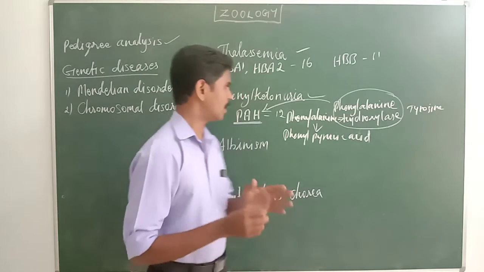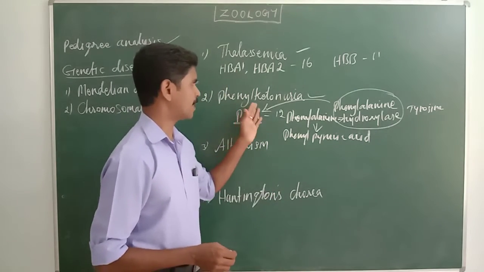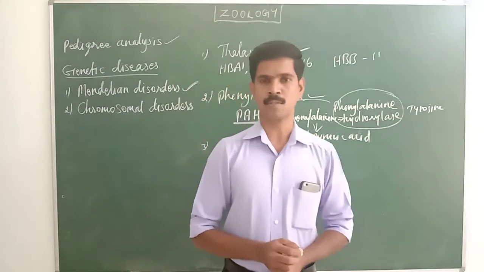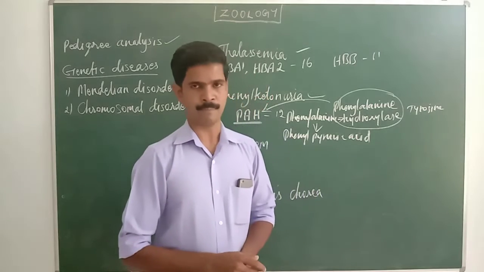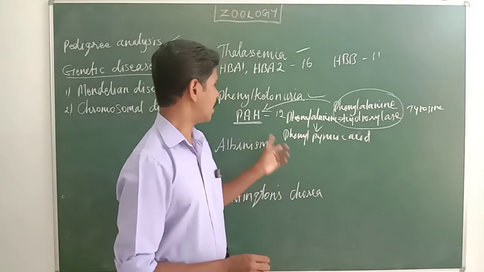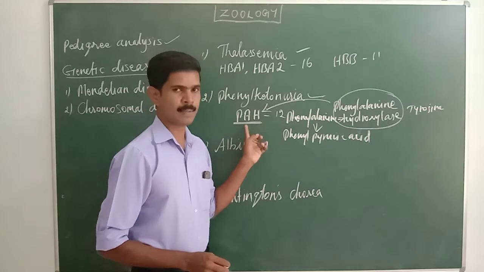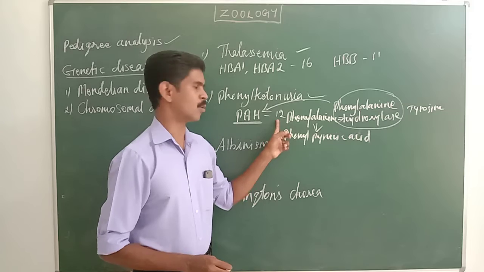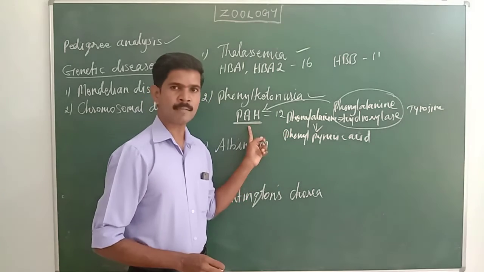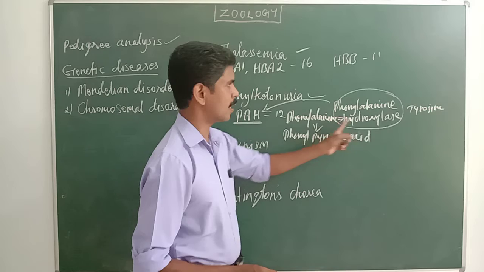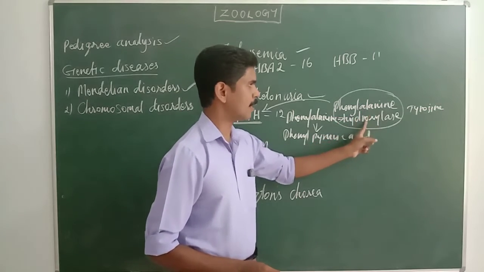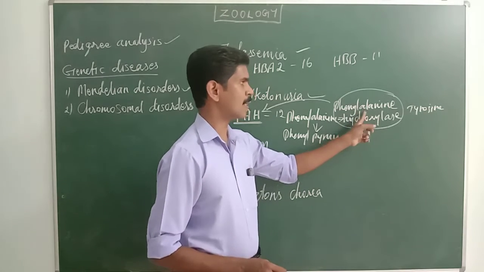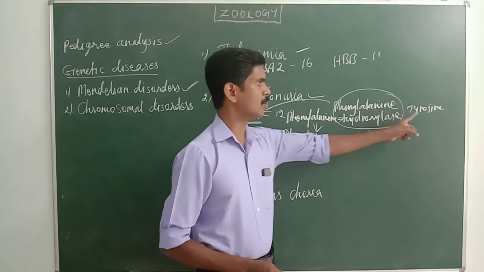Understand, all of you? So listen very carefully, dear students. Once again, let me repeat phenylketonuria. Phenylketonuria is due to an autosomal recessive gene. Here, the name of the gene is PAH. The PAH gene is located on the 12th chromosome. The main function of this PAH gene is producing one enzyme, called phenylalanine hydroxylase, and this phenylalanine hydroxylase converts phenylalanine into tyrosine.